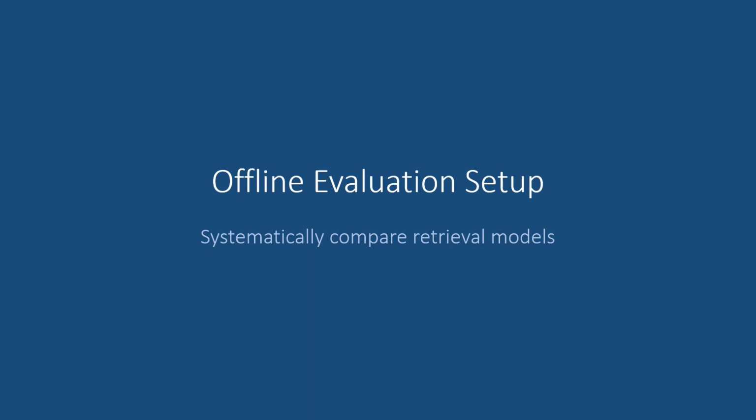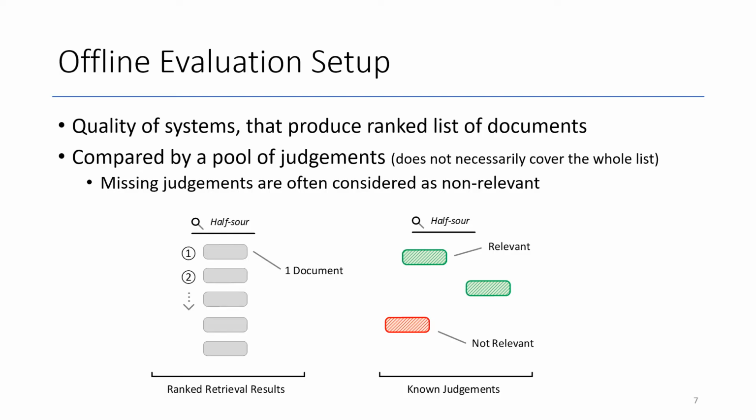Right, now to our main topic today, offline evaluation, how we can systematically compare retrieval models. Our systems produce a ranked list of documents here, and we compare that by a pool of judgments. And this pool of judgments does not necessarily cover the whole list. So if we have missing judgments, we have to consider those documents as non-relevant.